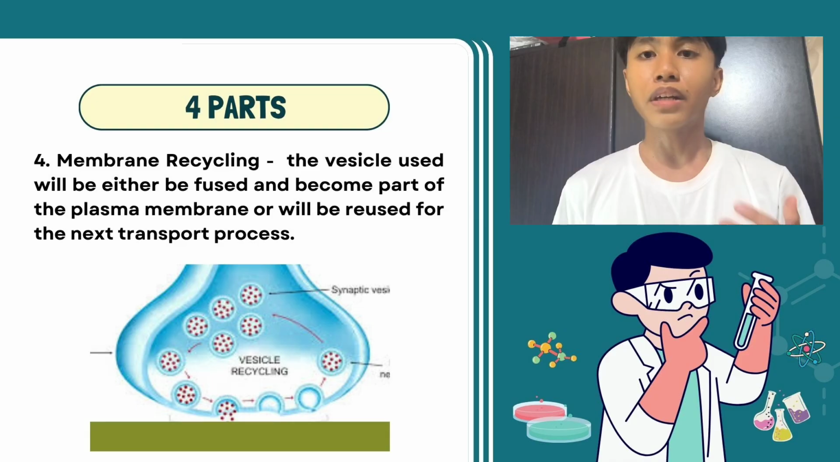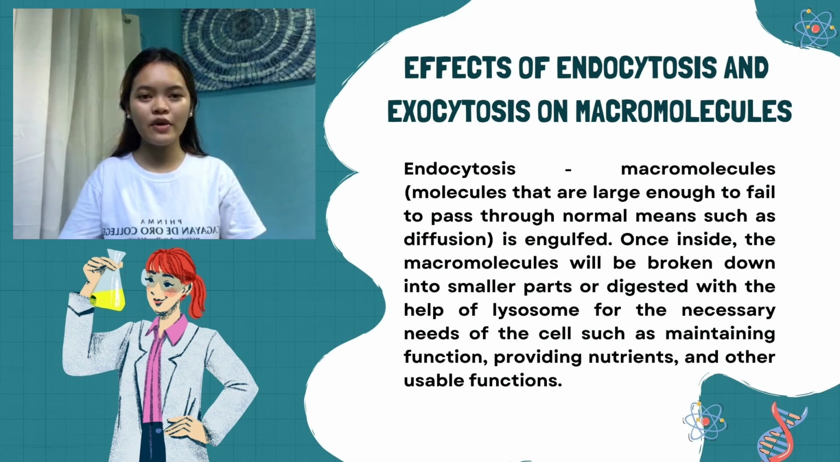Starting with vesicle transport, as the word suggests, inside the cell, the vesicle filled with materials moves towards the plasma membrane, followed by vesicle fusion, where it fuses with the plasma membrane, after which the release of materials that are no longer needed outside of the plasma membrane occurs. After the release, membrane recycling occurs, where the vesicle used will either be fused and become part of the plasma membrane or be reused for the next transport.